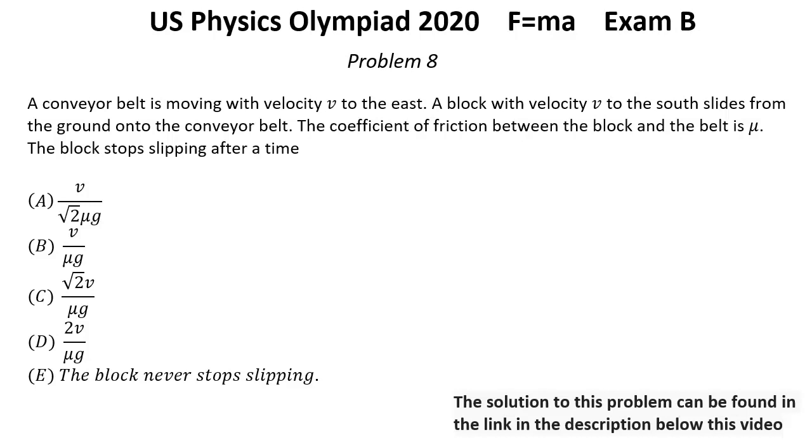Next one. Solution for problem number 8. The relative velocity of the block compared to the conveyor belt is square root of 2 multiplied by v. Acceleration due to friction equal μg. Total time to stop for this block compared to the belt is initial speed divided by acceleration, which is square root of 2 v over μg. That's answer C, and that was the solution for problem number 8.